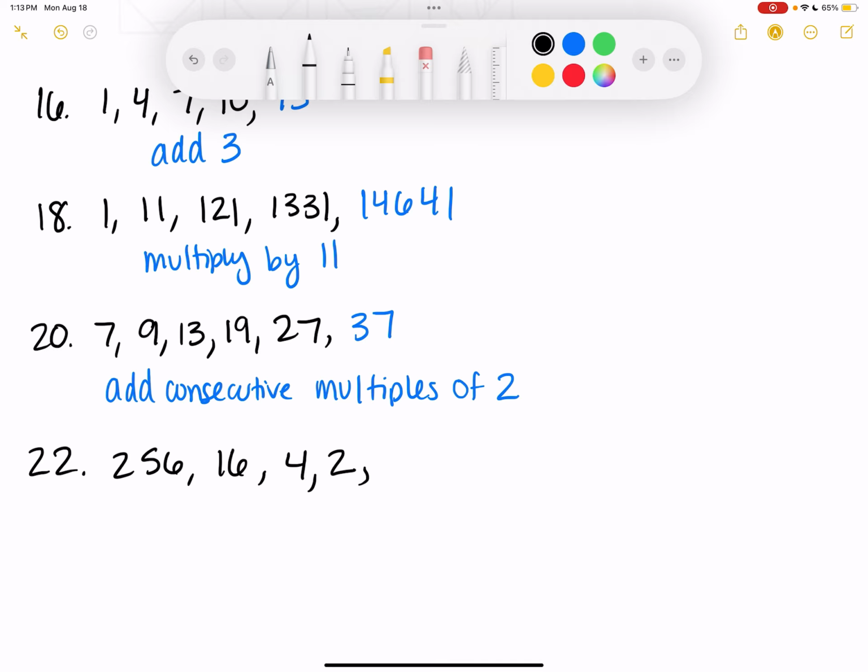How about a square root? Because the square root of 256 is what? 16. Square root of 16 is? 4. Square root of 4 is? 2. So then what would the next number be? It would not be 1. Right, which is why if you say dividing, you probably end up getting it wrong.